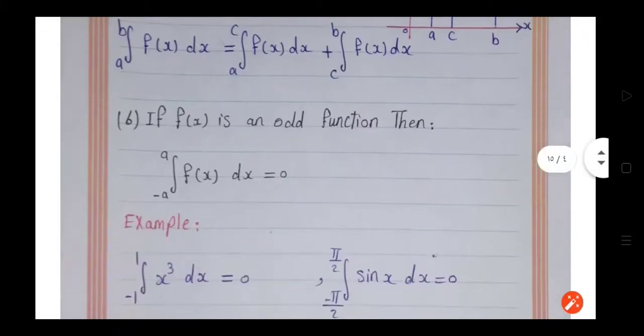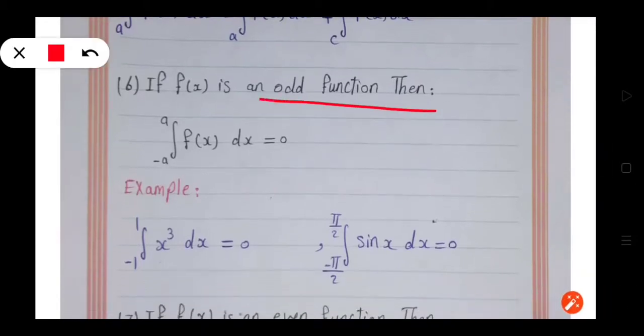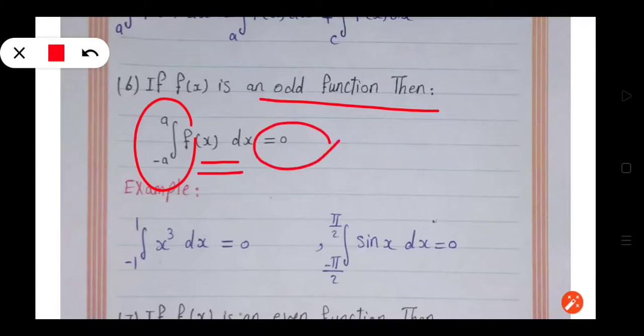Number 6. If we have an odd function, the limits of integration are not equal, but the same with different sign: negative a and a, negative 2 and 2, negative 1 and 1 for the same function. If this function f of x is odd, the result will equal 0, directly.